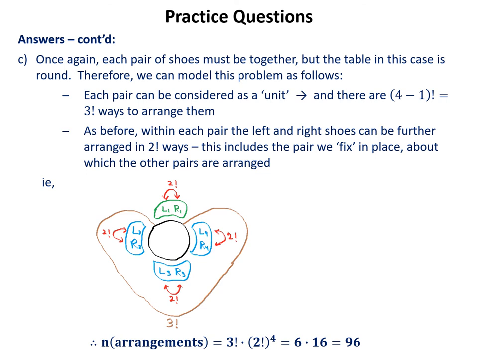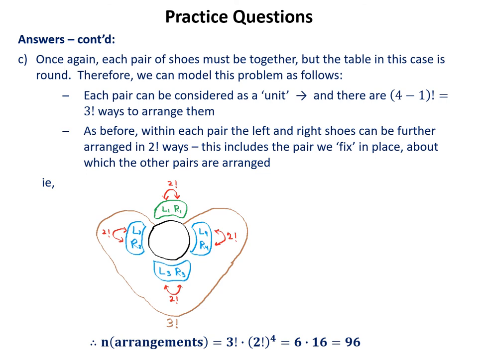For part C, we approach the problem in the same way, except with the difference that we discussed earlier when we're arranging things in a circle instead of in a line that has a beginning and an end. So the way we model this problem is as follows. First, again, we consider each pair to be a unit, and there's 4 of these. So we figure out the number of ways of arranging the pairs in a circle. And remembering that the formula for arranging n objects in a circle is n minus 1 factorial, that must mean that there's 4 minus 1 factorial, or 3 factorial ways to arrange the pairs of shoes.